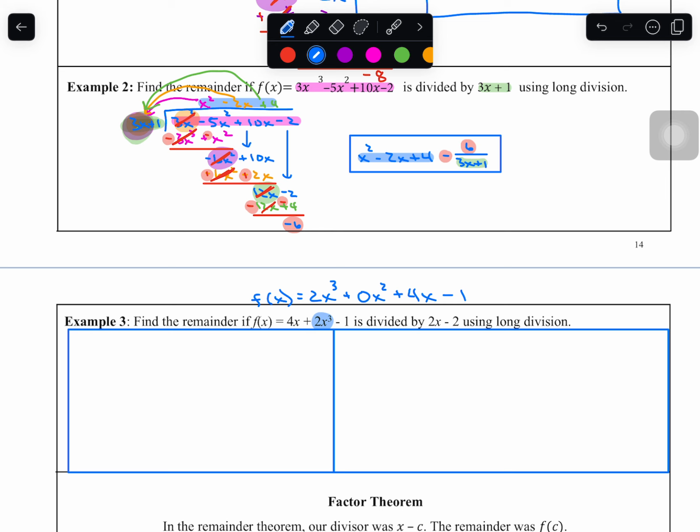But we don't have that here because it's just the x and then the x to the first power and x to the 0. So go ahead, pause the video now, and make sure that you are using this as your dividend. We need all placeholders, and we need them in standard form. Go.